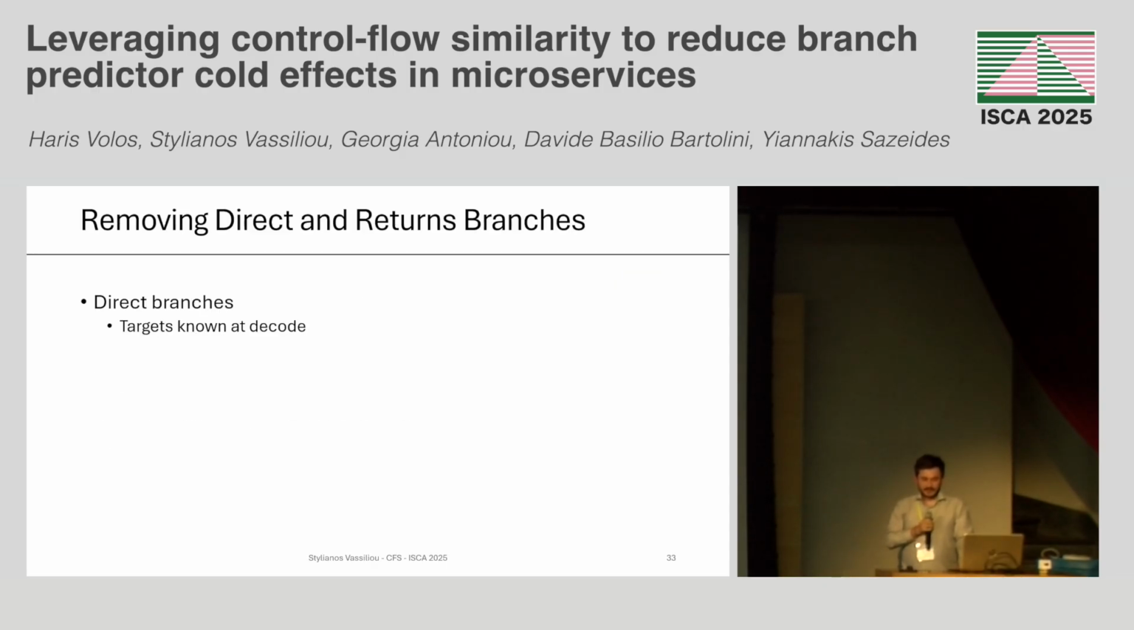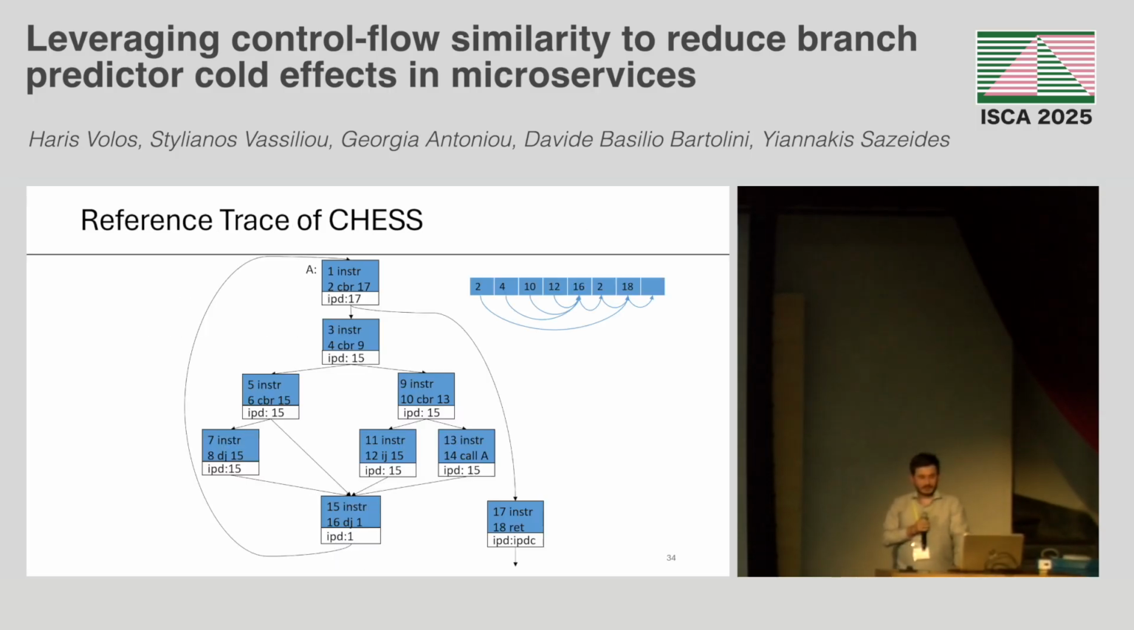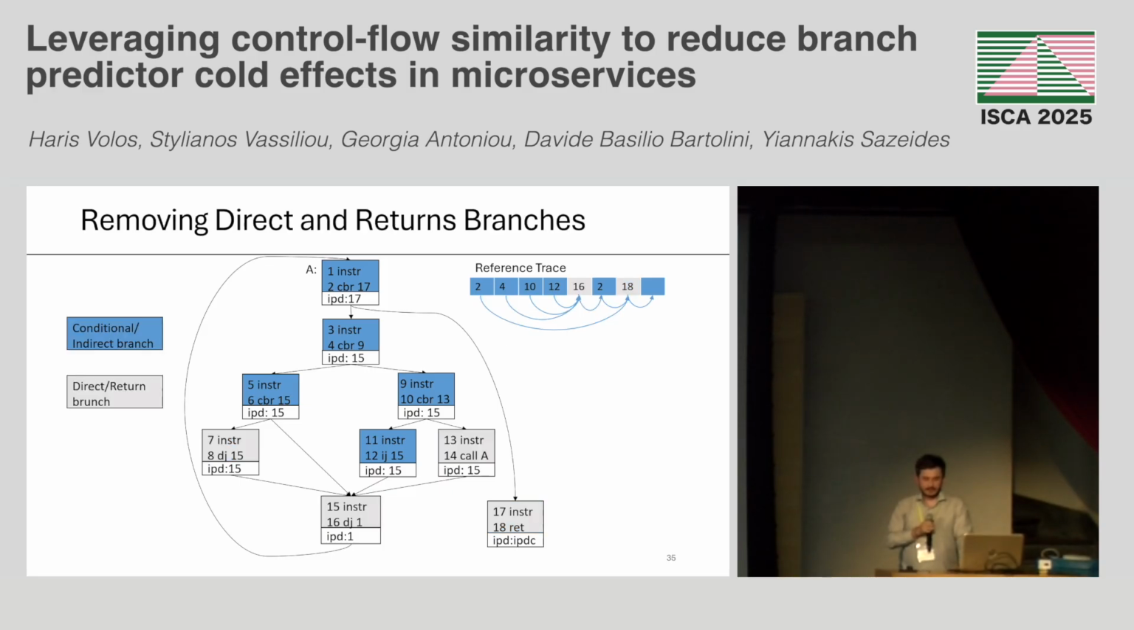The first category that can be removed is indirect branches. By waiting until the decode stage, their targets will be known. We can also remove the return branches because the RAS is very accurate. Here we see the control flow graph with the reference trace on the top right, and the arrows in the trace point to the reconvergence addresses. From here, we will start removing entries.